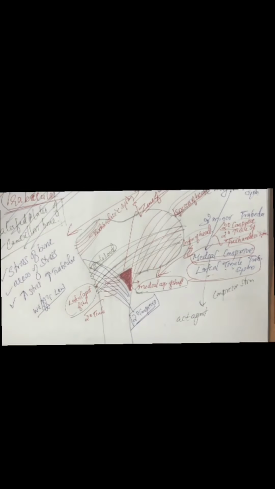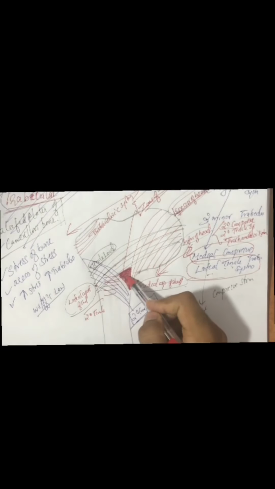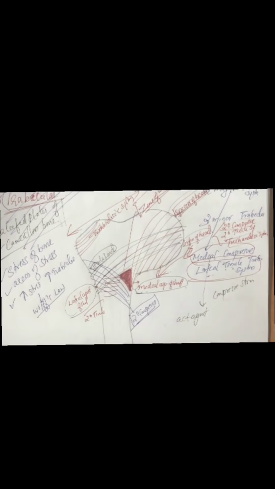Whenever a force is coming, this trabecular system adapts in such a way that this force is being balanced, and there is a unique area known as the zone of weakness where trabeculae are absent. That's all about the trabecular system.